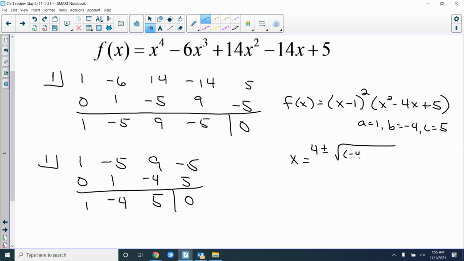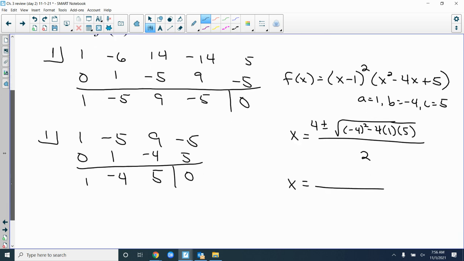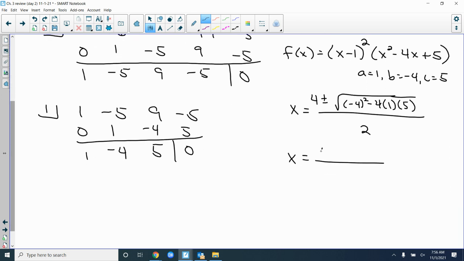Negative 4 squared minus 4 times 1 times 5, all over 2. And then what do we get here? 4 plus or minus the square root of 16 minus 20, I got the square root of -4, divided by 2. 4 plus or minus 2i over 2. And so I end up with x equals 2 plus or minus i.